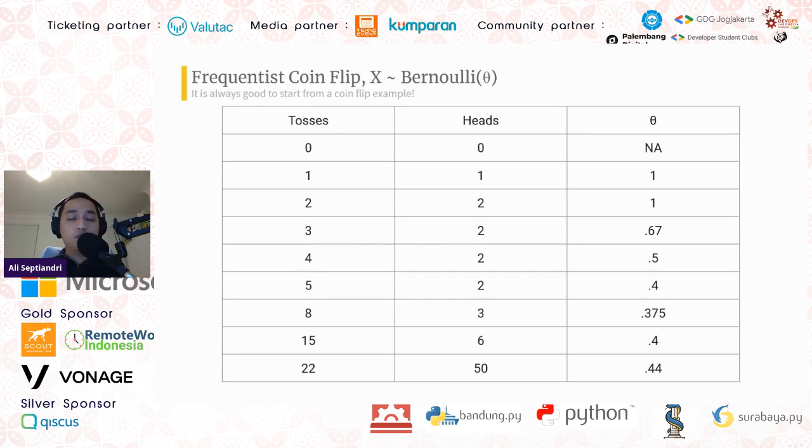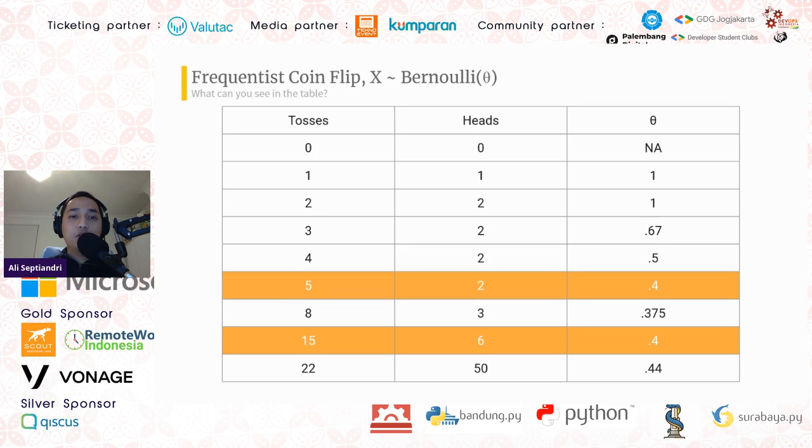In this case, the frequentist coin flip will model this as a random variable x that follows a Bernoulli distribution with parameter theta. After several coin tosses, you'll see several heads, and you'll have the maximum likelihood estimation of theta. What you can say is whether these theta values are statistically significant or not, but you don't really make much of it. And even when you have the same values of theta, for example in 5 coin tosses and 15 coin tosses, you cannot tell the difference. You only have the theta value, and it's likely to be the same from your standpoint.